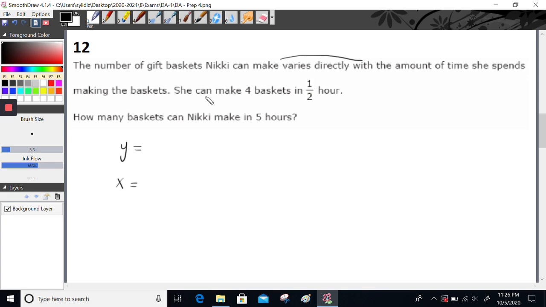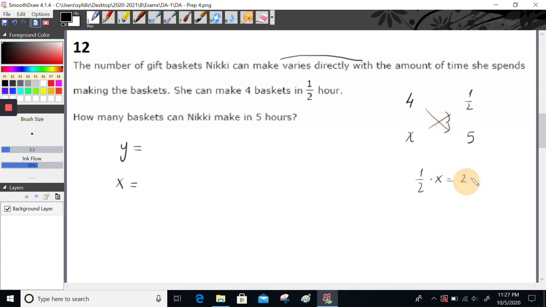So she can make 4 baskets in 1/2 hour, okay? In half an hour. She can make 4 baskets in half an hour. How many baskets can Nikki make in 5 hours? Okay, so actually you can do it this way. 4 baskets in 1/2 hour. So in 5 hours, how many baskets? Okay, you can do that, and you can just do the cross multiplication here. You can say that 1/2 times x is equal to 5 times 4.